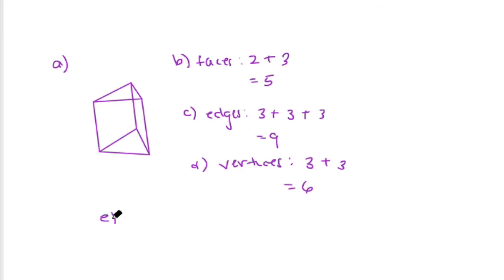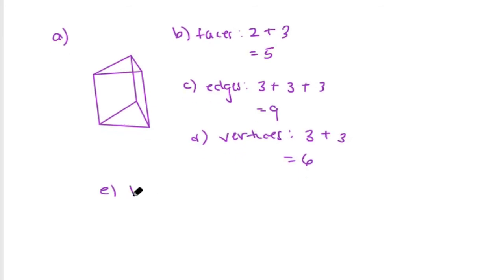Then we want to show that Euler's formula works. So Euler's formula was F plus V minus E gives us 2. So the faces we found was 5. We found 6 vertices and 9 edges. 5 plus 6 minus 9 does give us 2, and so left side equals right side, and Euler's formula does work.